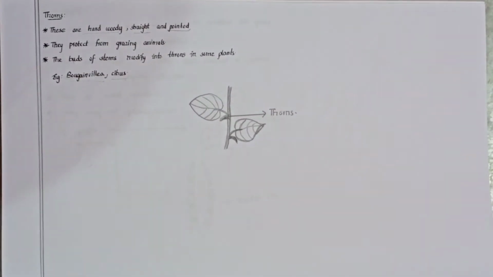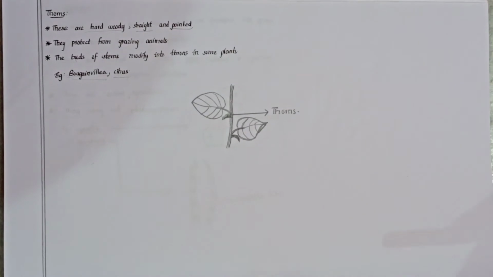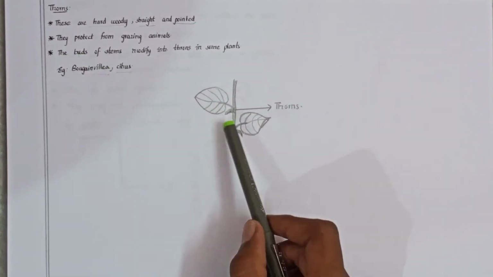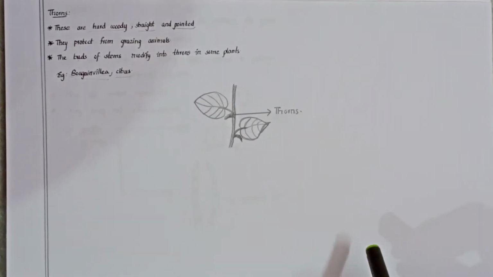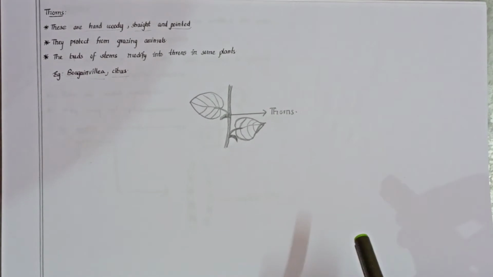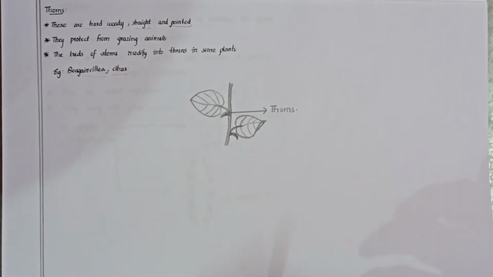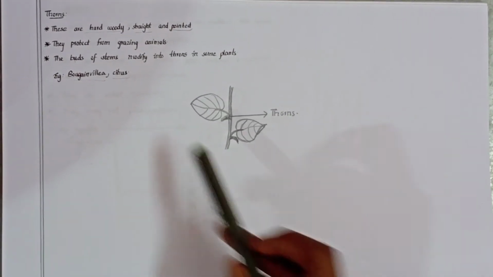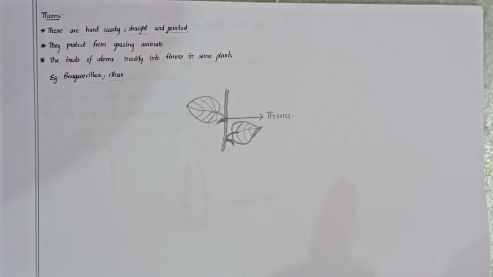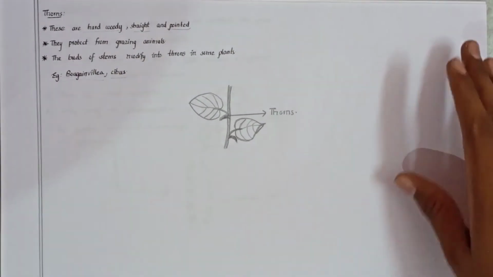The next one is thorns. Thorns are woody, straight, pointed, strong and hard structures. They help to protect the plant from grazing animals, which are animals that eat plants. In order to protect themselves, the plants develop thorns, and the animals cannot eat them. Here the buds of the stem are modified into thorns. Examples: bougainvillea, which is the paper flower, and citrus, which means lemon.